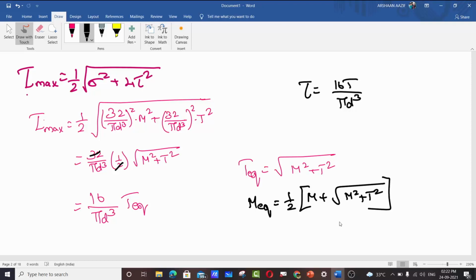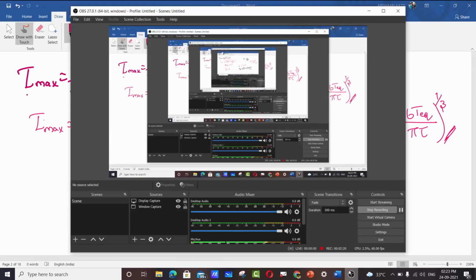So, using this formula, we will be able to find the maximum shear stress that act on the member and the maximum bending stress that act on the member when the shaft member is experiencing a combination of stresses. Again, using the same approach, we could find d, that is the diameter, is equal to 16t equivalent divided by pi tau max the whole power 1 by 3. So this will help us in finding the diameter of the shaft, that is designing the shaft for the principal stress condition.